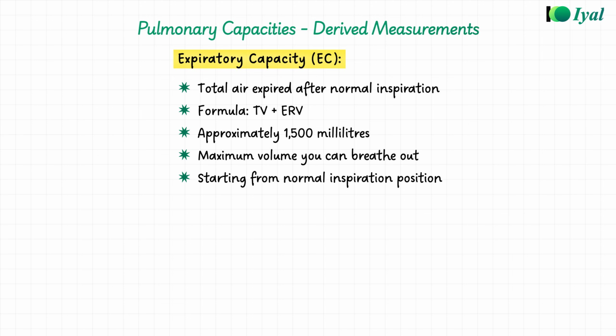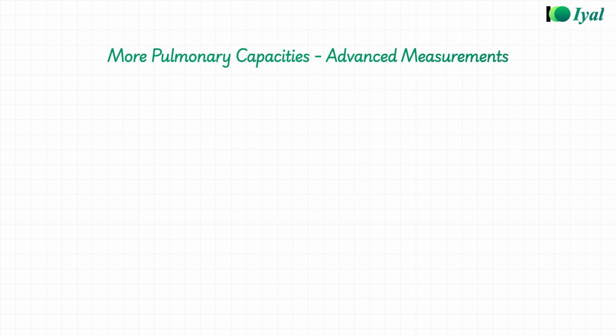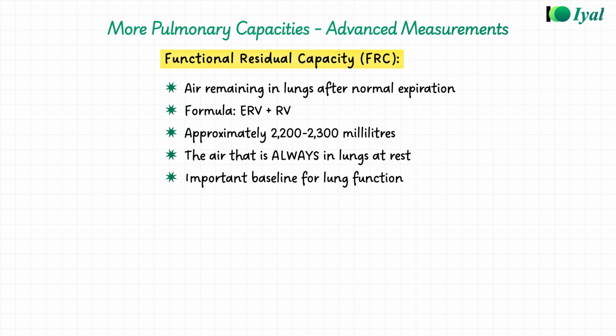Not as much as inspiratory capacity because you cannot completely empty the lungs due to residual volume. Functional residual capacity, or FRC. After you normally exhale, how much air remains in your lungs? It includes the expiratory reserve volume plus the residual volume. So FRC equals ERV plus RV.